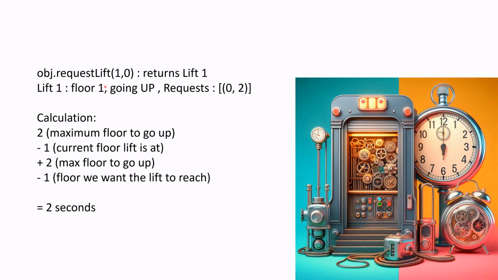Another request comes to go from floor 1 to floor 0. So this is a request in the down direction. Here lift 1 is chosen. Now lift 1 is already at floor 1, but the direction is different. It is going up. So what lift 1 will have to do is, first of all, go up till the maximum floor, that is floor 2. To complete this request at floor 2, the first person will come out of the lift, then the direction will change, and then lift 1 will come back to floor 1 so that the second person can enter. So the total time taken will be 2 minus 1, that is 1 second here, and 2 minus 1, 1 second here. A total of 2 seconds will be taken.